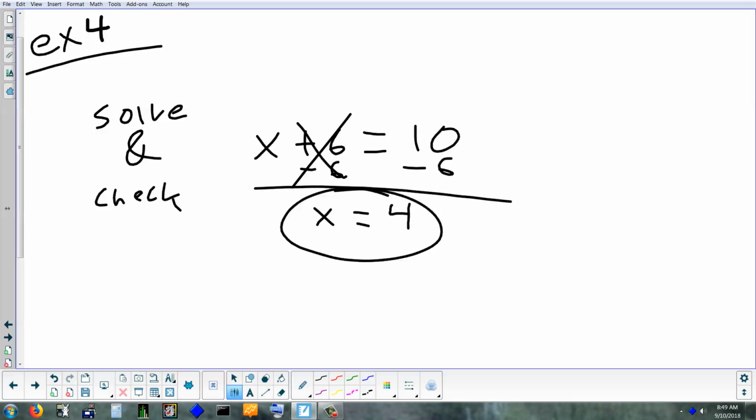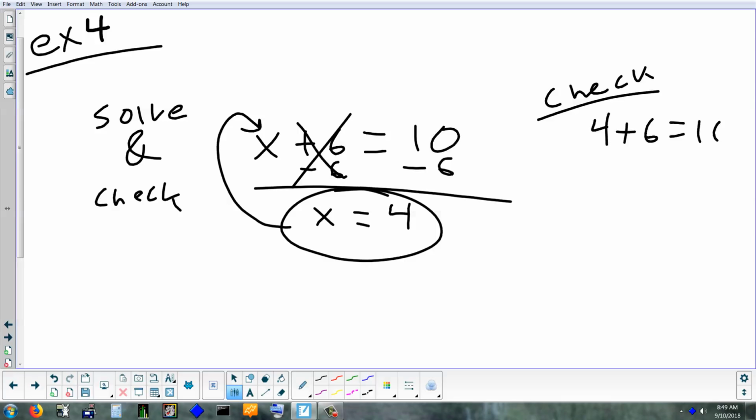All right. Nigeli, am I all done? Yeah, I have to check it. So Mary, how do we check it? What do we do with the 4? You would put the 4 in for x, so 4 plus 6 equals 10. Yep. So we're going to just check it off to the side. 4 plus 6 equals 10.